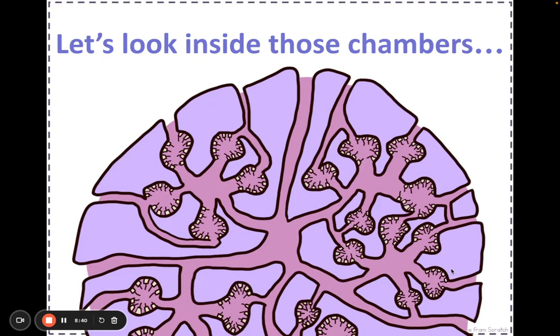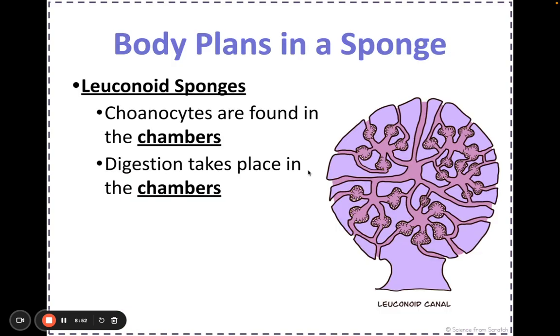So if we zoom in a little bit and look inside those chambers, what do you notice is inside there? What are these little cells called again? Hopefully you said choanocytes. In leuconoid sponges, the choanocytes are found in the chambers, so not in the canal, not lining the spongocoel, but actually in the chambers. So that is where digestion will take place in this body plan.